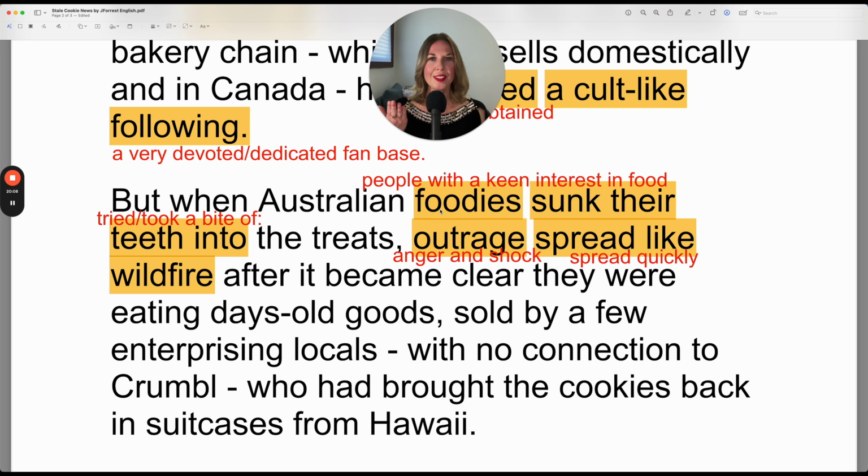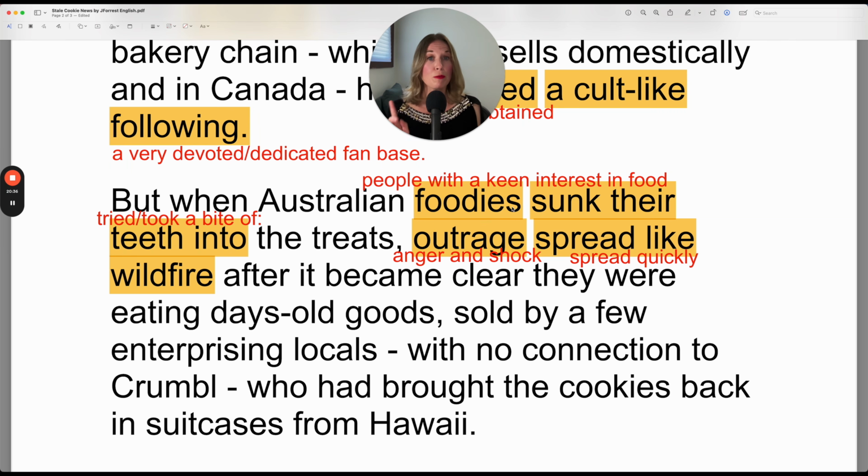Do you know what a foodie is? It's very trendy right now to refer to yourself as a foodie. If you're a foodie, it means you have a keen interest in food, trying different food, trying to find the best food. So perhaps you would describe yourself as a foodie. I'm a foodie, or you could say, I'm not really a foodie. I just like basic food.